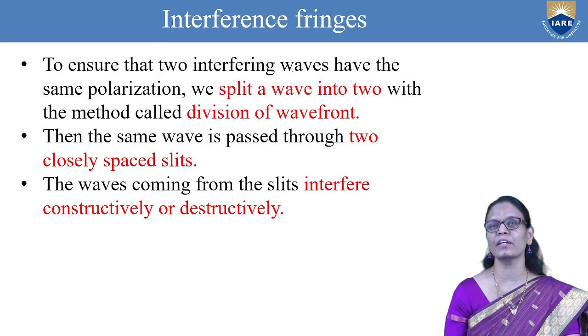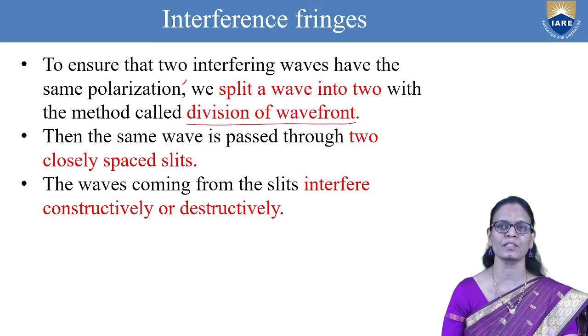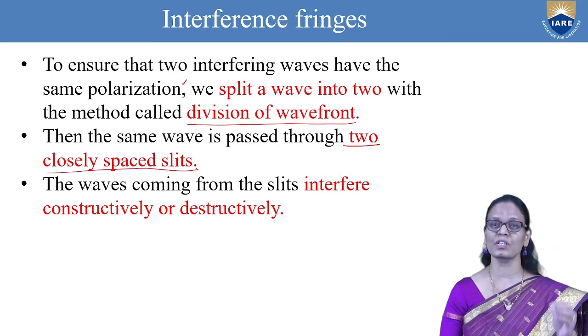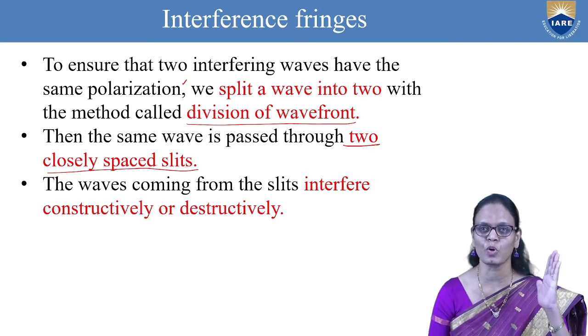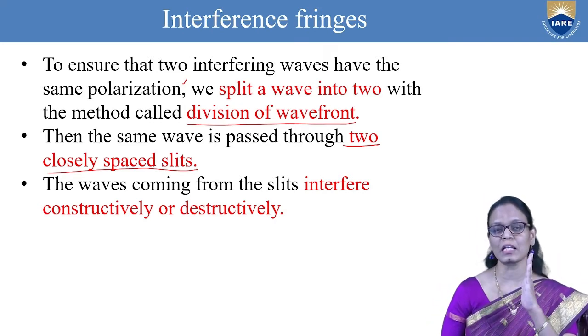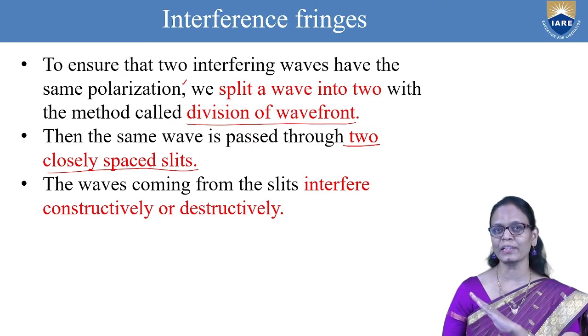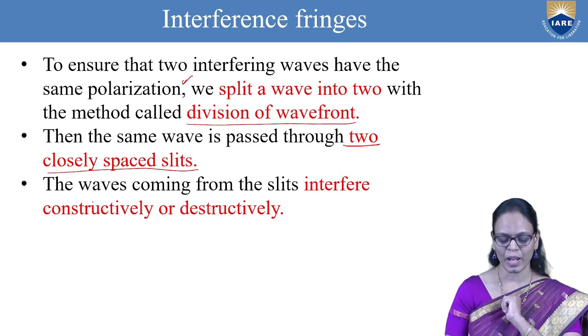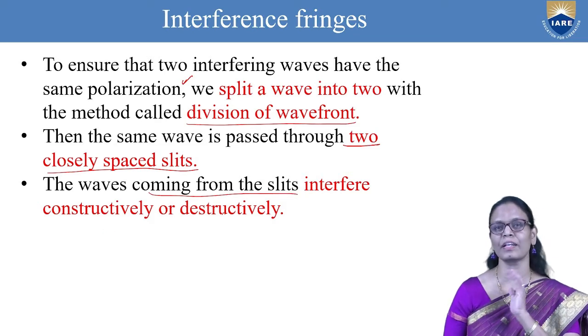Now to ensure that two interfering waves have the same polarization, we split a wave into two with the method called division of wavefront. So we are ensuring that they have the same polarization, meaning they are in phase. Using the method of division of wavefront, the same wave is passed through two closely spaced slits. The original source may not be coherent. We are just taking a monochromatic source. Light from the monochromatic source is made to pass through two slits which are placed equidistant from the original source. By doing that, we get waves which have the same polarization. Now the waves coming from these slits will interfere constructively or destructively.